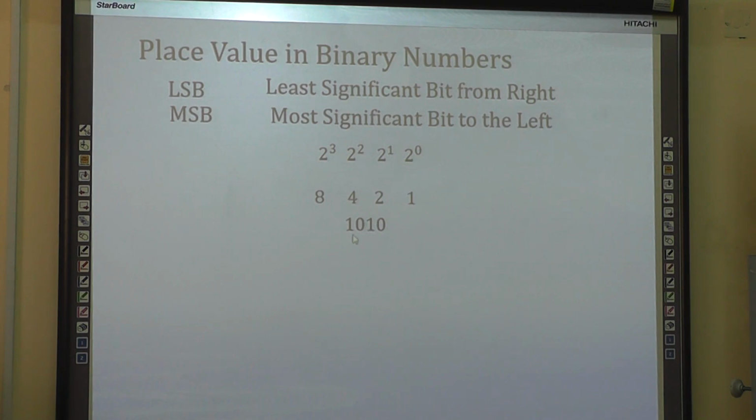The fourth bit has 1. Here, the fourth bit's equivalent in decimal number is 8. So the equivalent of this binary number 1010 is 8 plus 2. So that means it is 10.